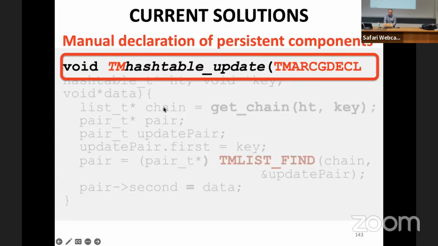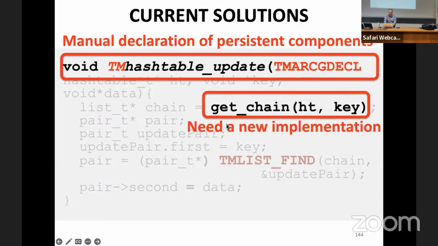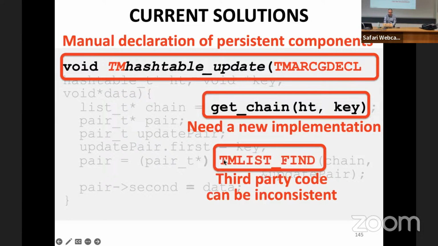So it should be a manual declaration of persistent components. And sometimes you need a new implementation, and also third-party code can be in an inconsistent state. So you need to put them in transactional memory access. But essentially you need to benefit from these libraries and this code to provide consistent code.